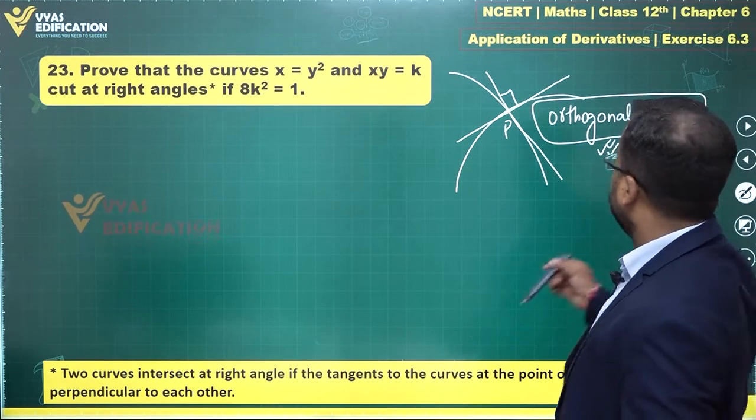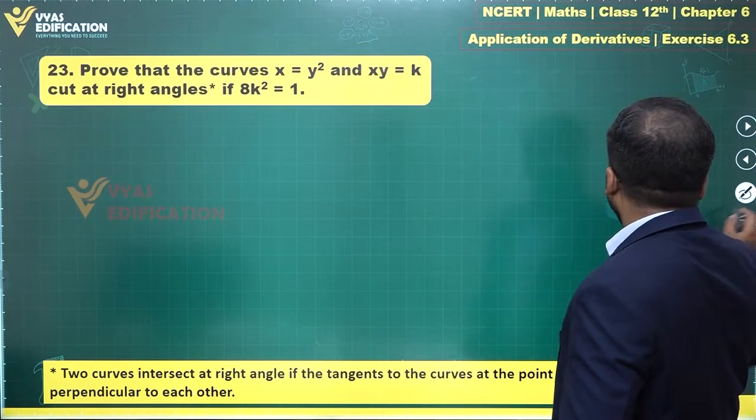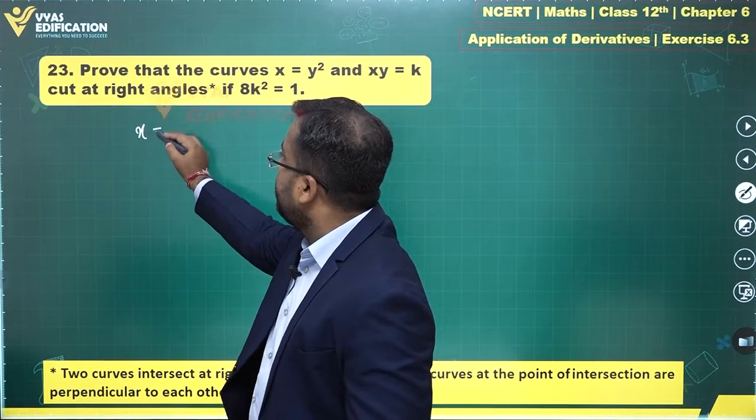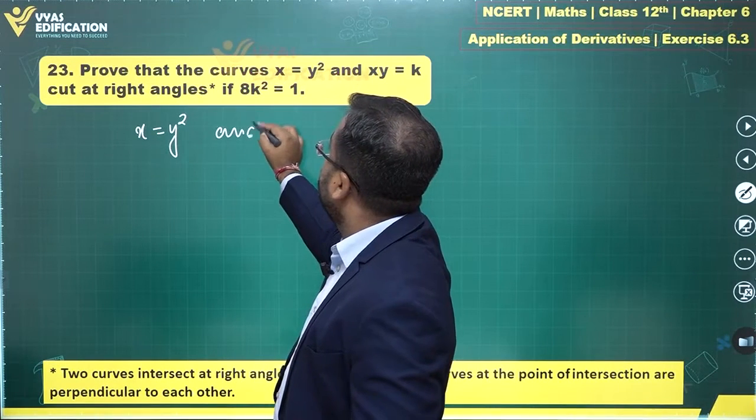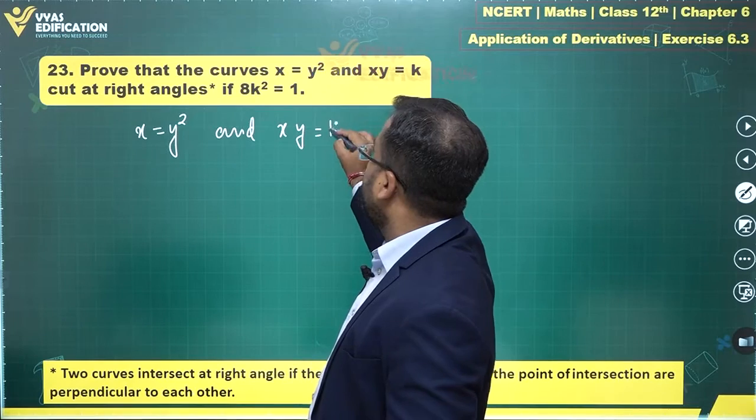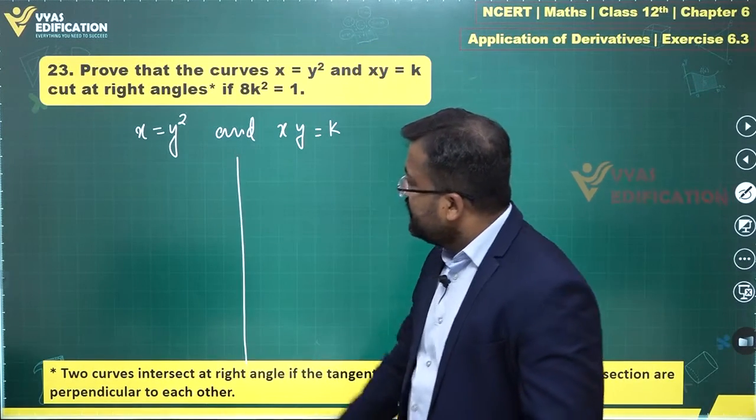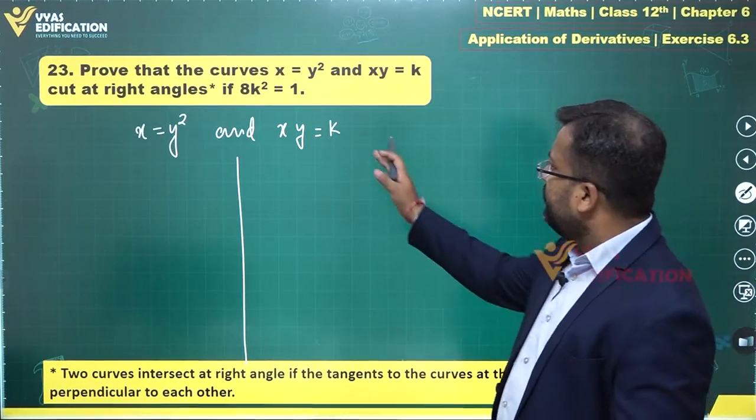That's the idea behind this. Now, let's approach this question and see where that takes us. Prove that the curves x equals y squared and xy equals k cut at right angles if 8k squared is equal to 1. Okay, so we are interested in... k is already used.